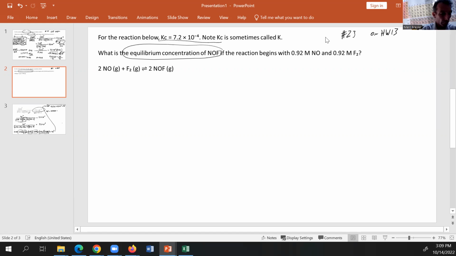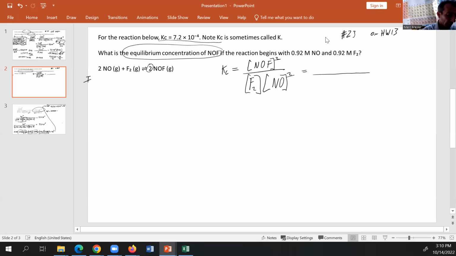So to start with these, you want to look at your Kc value and set up this expression. So it's product over reactant, and the coefficients are used as exponents. So if you plug in your initial values for this, it says you're beginning with 0.92 NO and F2.